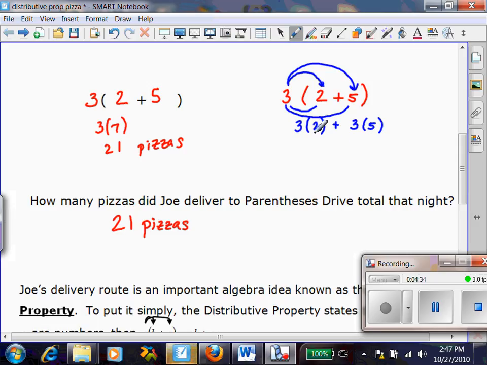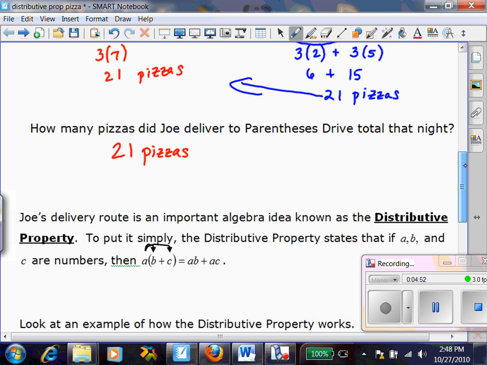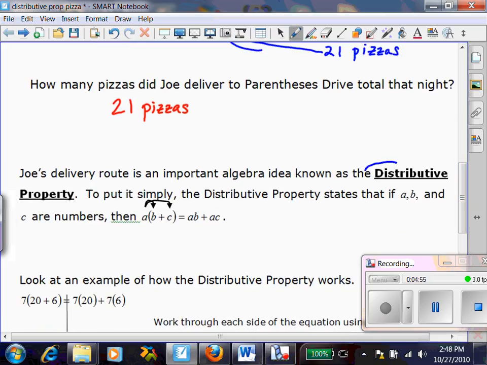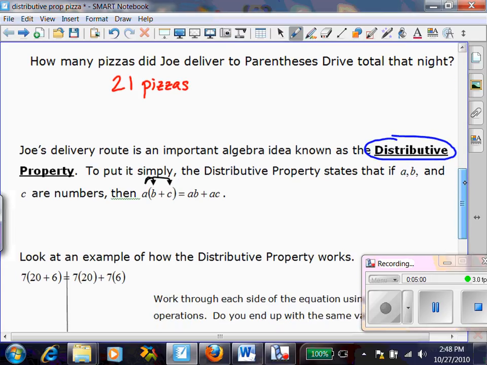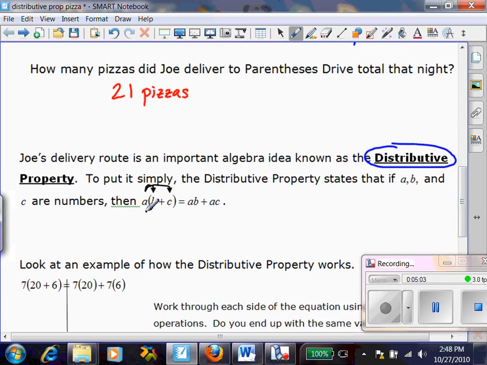So now, from here on out, if we do order of operations, we do multiplication from left to right, so this will be 6, this will be 15, and then you add to get 21 pizzas. And ta-da! You have the same answer. That's amazing! All right, so using that idea, it has a fancy name called the distributive property. So all that the distributive property says is, whatever number, if you have it set up like this, just like Joe's delivery route, if you follow his delivery route, you are distributing the number that's outside of the parentheses to every number that's inside the parentheses.